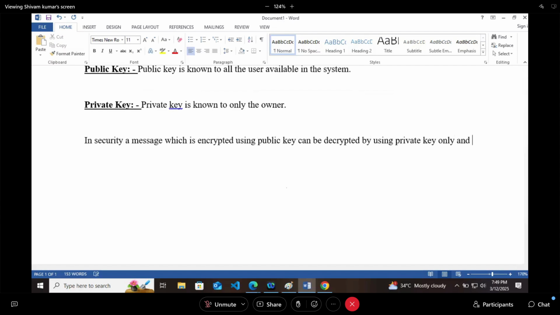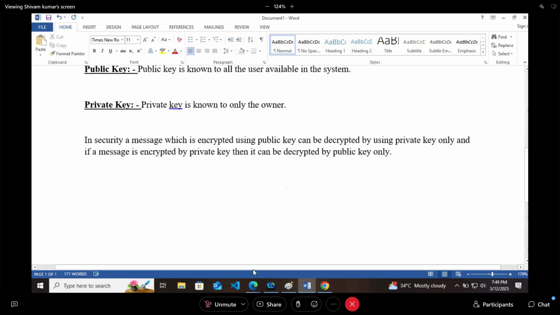And if a message is encrypted by a private key, then it can be decrypted by the public key only. So it's vice versa. Public key only.